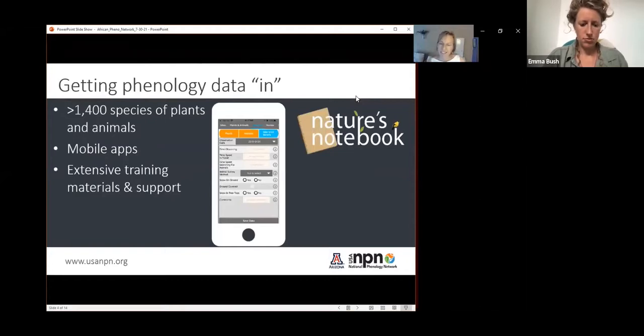So on the data inside of things, on the rigorous protocols, we run a program called Nature's Notebook. This is our citizen science or community science program that's intended for folks of nearly all skill and age levels to be able to contribute what they're seeing in their yards. We have observation protocols available for over 1,400 different species of plants and animals.